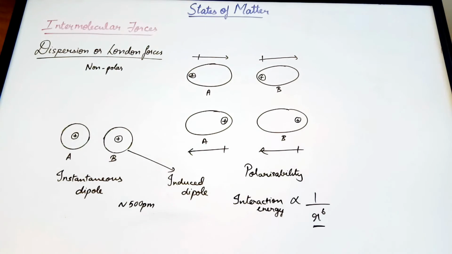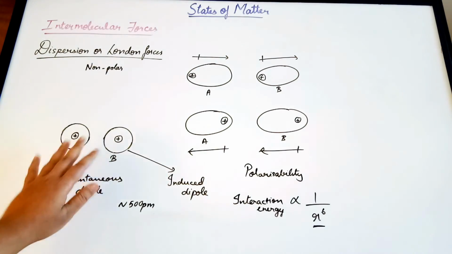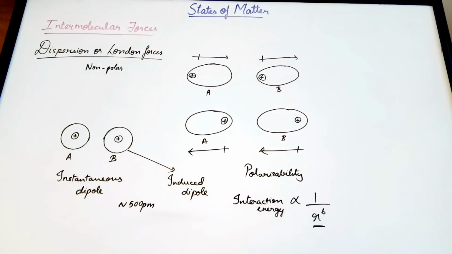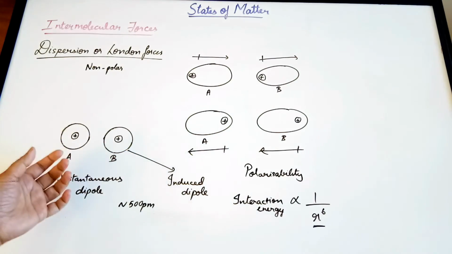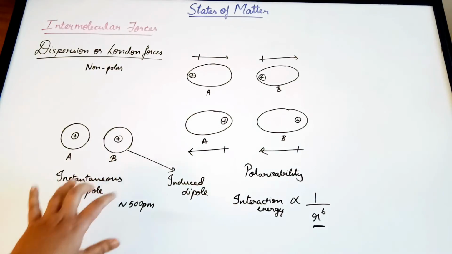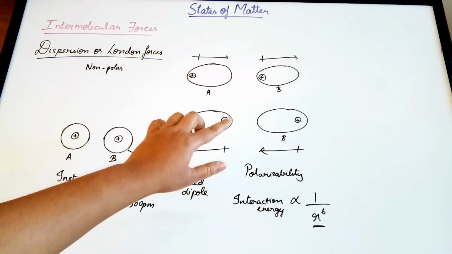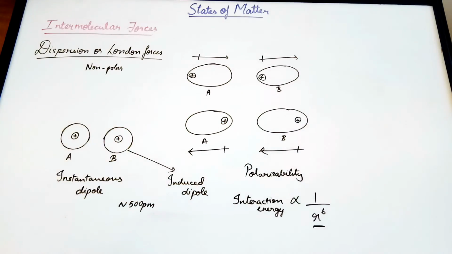So in conclusion, you have two particles. First of all, dispersion or London forces were given by German physicist Fritz London. Here we are assuming two atoms A and B. In A, due to the movement of the electrons, there's something called an instantaneous dipole forming. This instantaneous dipole will lead to the formation of something called an induced dipole in B. And because of the formation of these two dipoles, A and B attract each other, and this obviously depends upon the polarizability of these atoms.